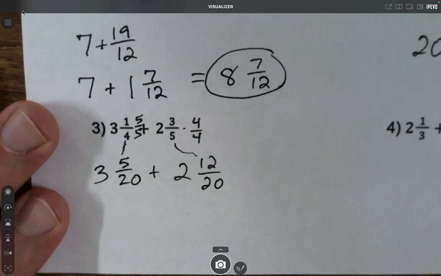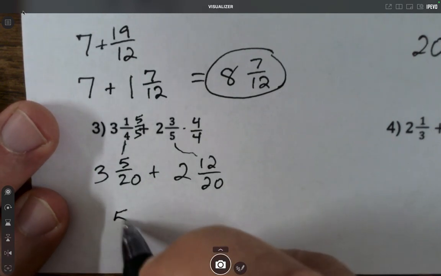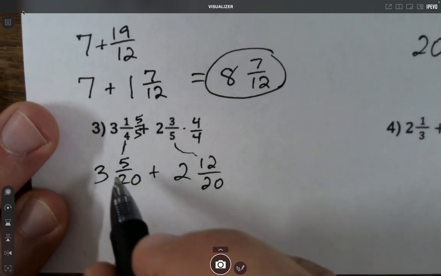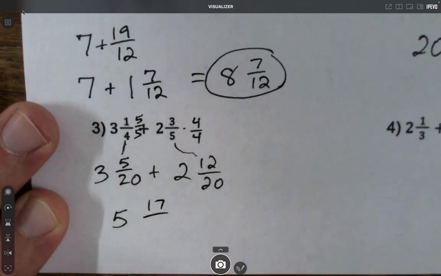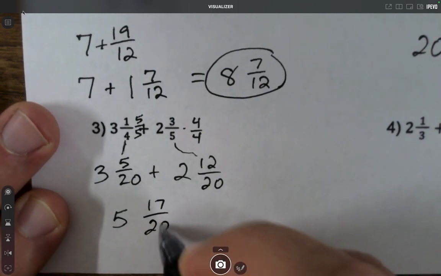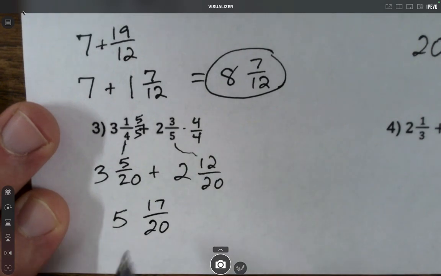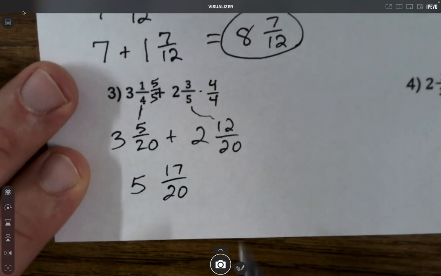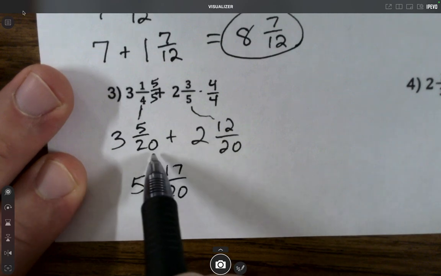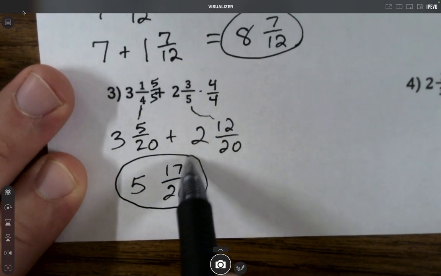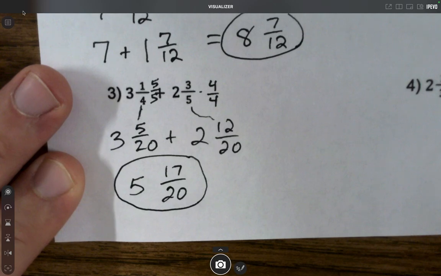Now we add the whole numbers. 3 and 2 is 5. We add the numerators. 5 and 12 is 17. We keep the denominators the same, which is 20. And this did not give us an improper fraction, so we are done right there. We did not have to do the last step on that one because we didn't end up with an improper fraction.